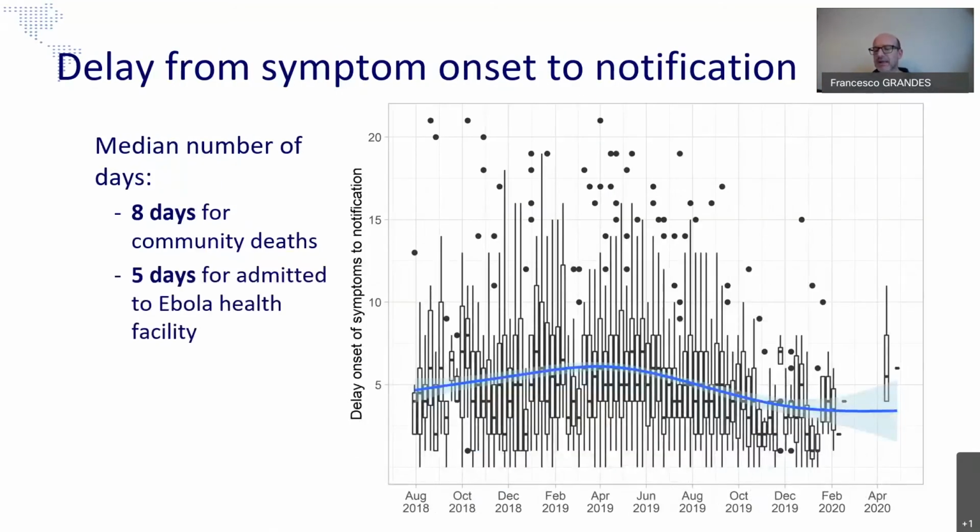Another epidemic control indicator, the delay from symptom onset to notification. This indicator is particularly important because a shorter delay allows a case to access treatment sooner and also reduces the chance of infecting other people. For community deaths, the median delay was 8 days and, as expected, did not change over time. For cases admitted to an Ebola health facility, the median delay was 5 days. It fluctuated around 5 days for several months, and then started decreasing only from June-July 2018.